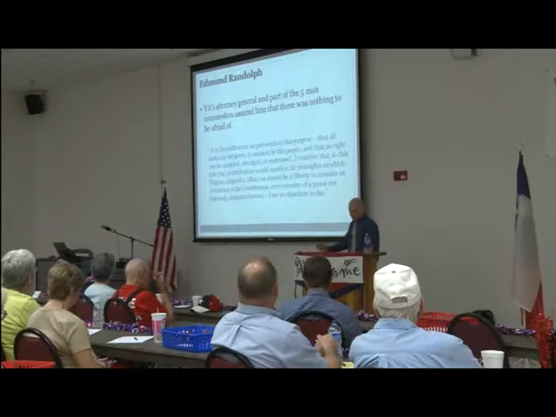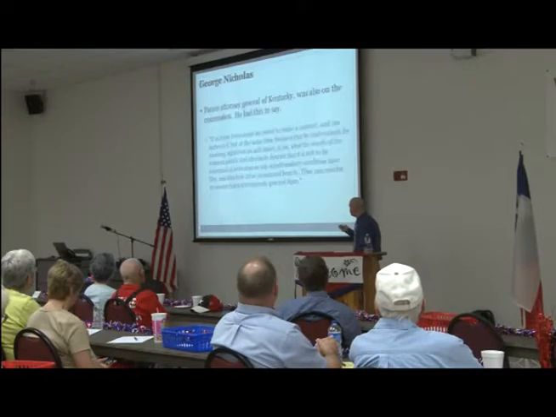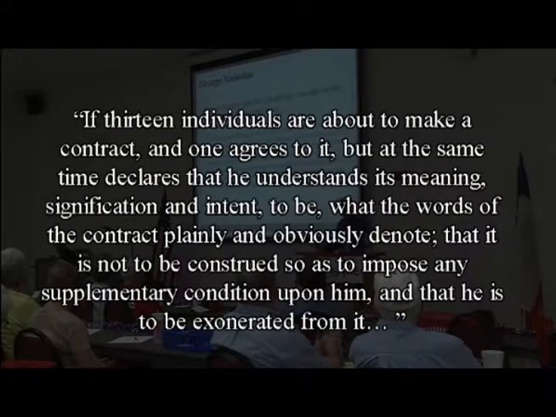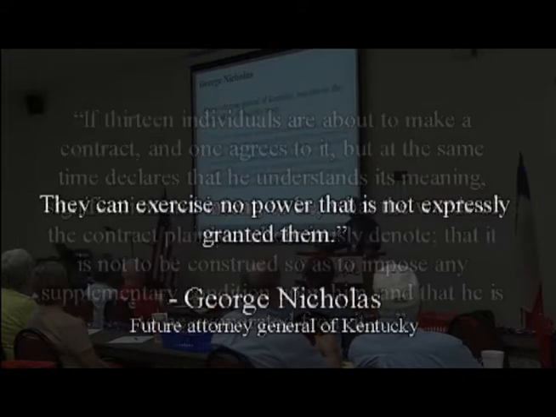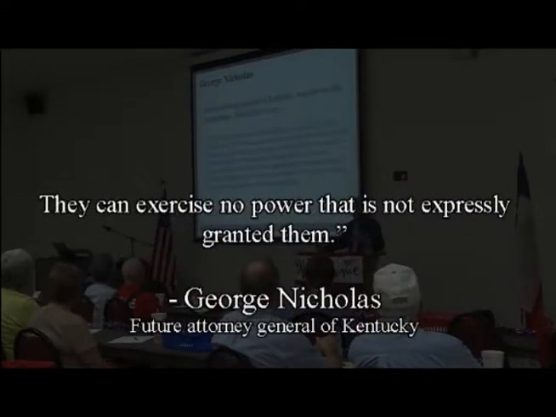And then another prominent guy, George Nicholas, a future Attorney General of Kentucky, also told them, if 13 individuals are about to make a contract and one agrees to it, but at the same time declares that he understands its meaning, signification, and intent to be what the words of the contract plainly and obviously denote, that is not to be construed as to impose any supplementary condition upon him, and that he is to be exonerated from it. They can exercise no power that is not expressly granted.